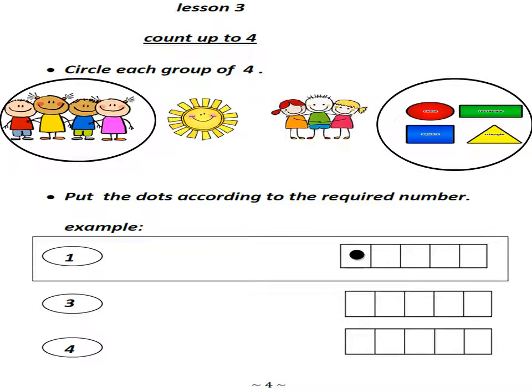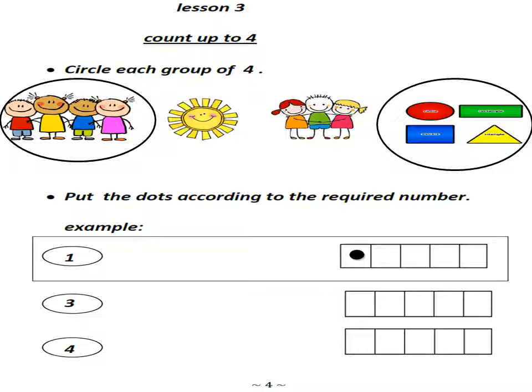The second question here, he asked me to put dots according to the required numbers. He gave me numbers and 5 square frames. This is called a 5 square frame, primary 1. The first question here, he gave me only 1 dot. The second question here, he asked me to put 3 dots.